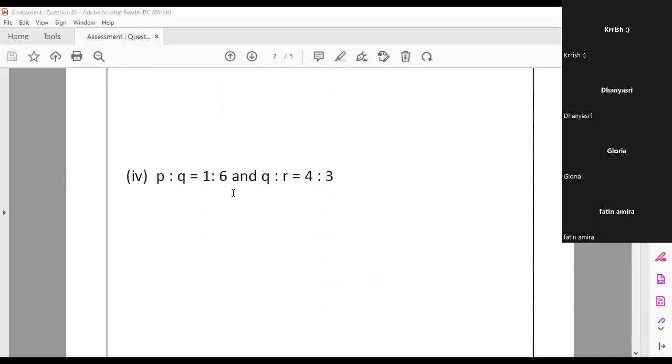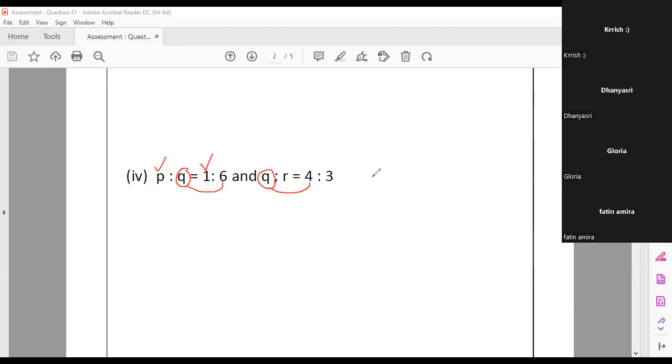Number 4, again, P to Q is 1 to 6. Q to R is 4 to 3. Not so easy already. P, okay, it's 1. Q is our problem because Q here is 6 and the Q here is 4. How are we going to solve this now? Maybe somebody else other than Rishabh. How are we going to solve this?